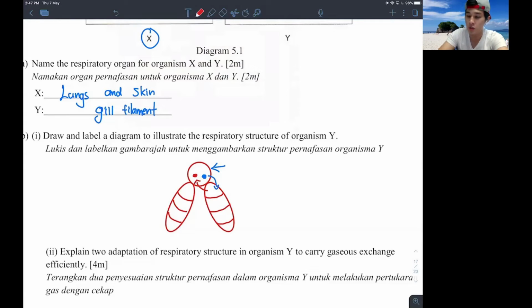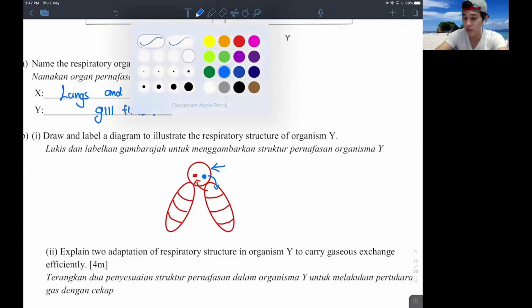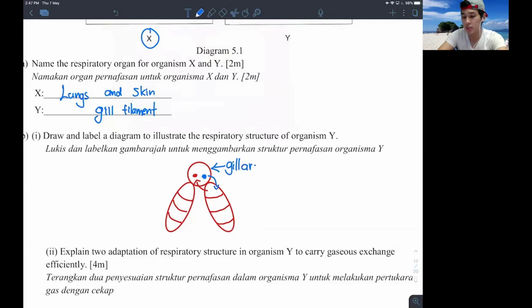So this part is called the gill arc. And then this whole thing you can label like this. It's called the gill filament. And as I showed you just now, the horizontal part that contains the blood capillaries, you just have to say it is called the lamella. Okay, easy, right?